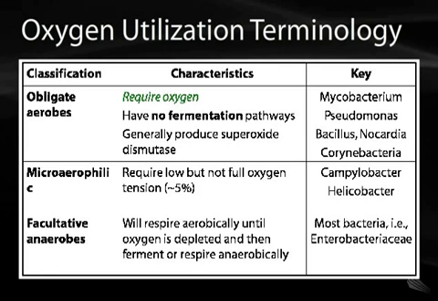Examples of this include Campylobacter and Helicobacter. Facultative anaerobes will grow in air and they'll respire aerobically until the oxygen is depleted. Then they ferment or respire anaerobically. Most bacteria fit into this category, especially the Enterobacteriaceae group.